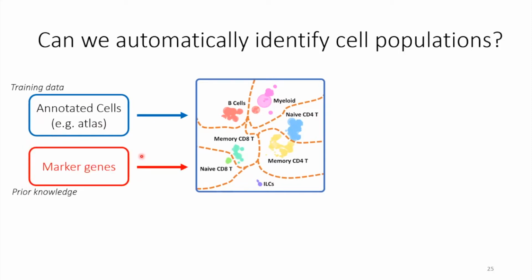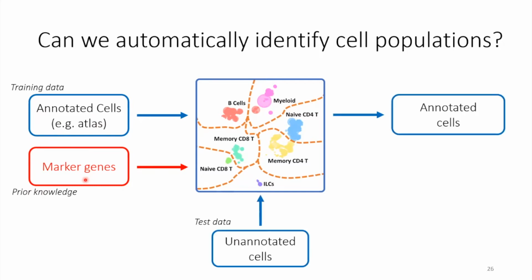Some classifiers do rely on marker genes. I will talk about this more later. So they say, okay, I know that B cells have to be positive for this marker. I know that T cells have to be positive for the CD3 marker, and so on. We'll talk about that more. And then basically that's it.